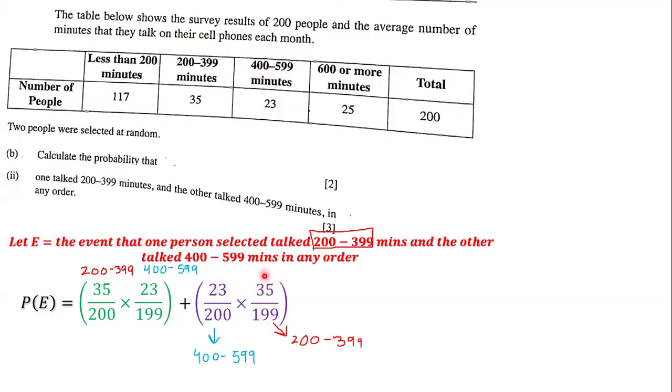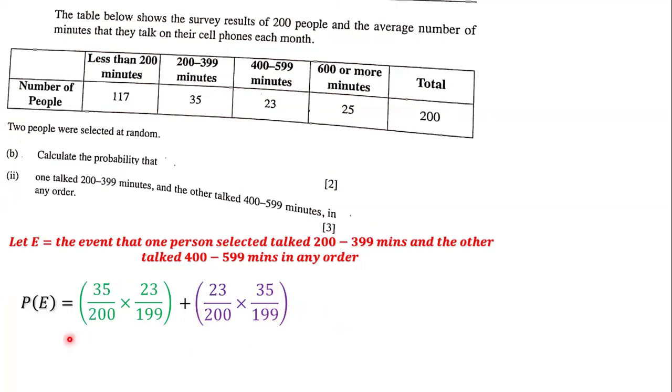Next, we have to select the second person. The second person must come from the group of people who spoke on the phone for 200 to 399 minutes. There are 35 people in that group, so that's why we have 35. We put 199 at the bottom because there are only 199 people left, since we already selected one person. And so the probability that the second person selected comes from the group who spoke on the phone from 200 to 399 minutes is 35 over 199.